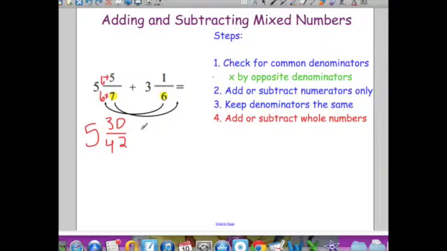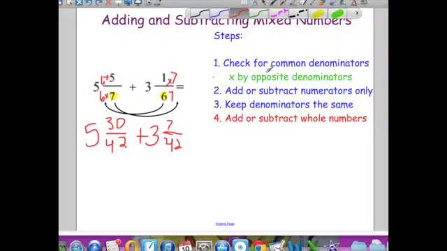Okay, and we are going to still be adding here. So we still have our whole number of 3, but we're going to be bringing our 7 to this side to make an equivalent fraction for 1/6. So 7 times 1 is 7, and 6 times 7 is 42. So perfect, we now have our common denominators, 42 and 42.